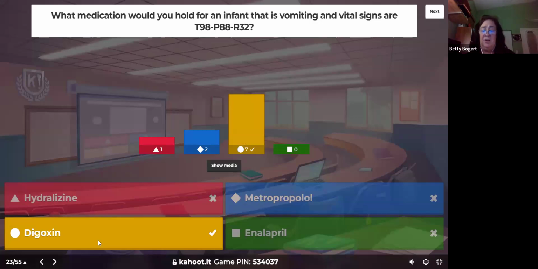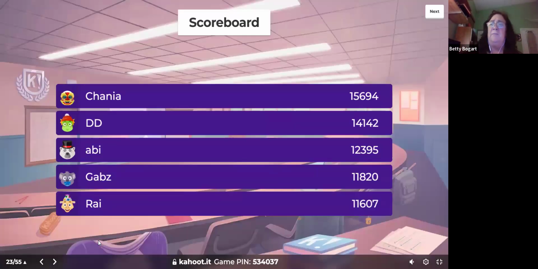Now, all of those meds you can give to an infant, every single one, they're all adult meds too, okay? But we know, I've said it before, vomiting and the heart rate are the two things that would show you this child might be in that digoxin toxicity. So yes, it's digoxin. Good job.